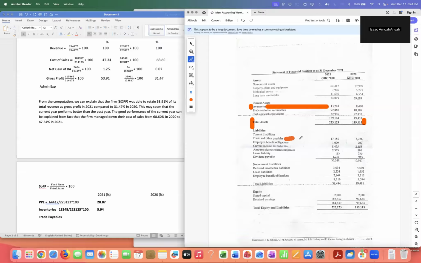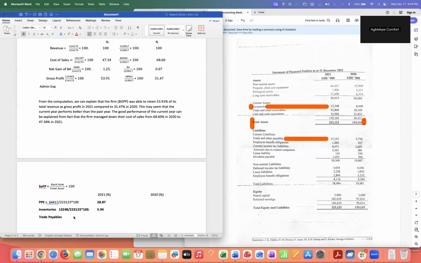Very relevant. I think there are other payables there, but we want to focus on trade payables. I think this is dividend payable. Okay. So give me the figures. 17,155 divided by 223,123 times 100. Okay. So what do we get?